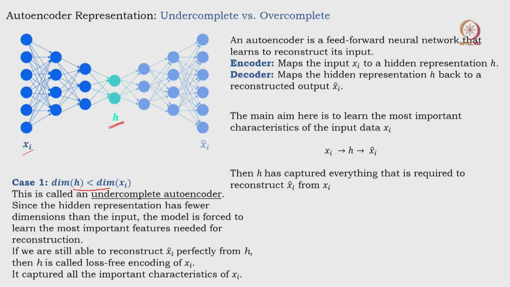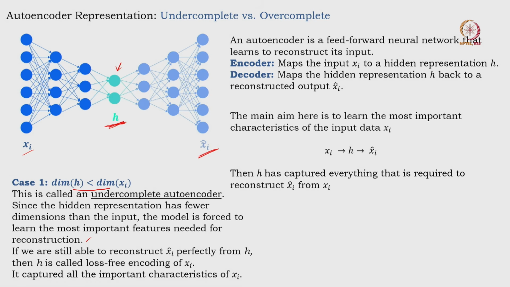What is undercomplete? Here the hidden representation will have a lesser number of neurons, or lesser dimension, compared to the input. By doing this, what are we aiming for? We are enforcing that the model learns the most important features. Now, what is the ultimate aim? The ultimate aim is to reconstruct. From where are we reconstructing? We are reconstructing back from this H. Now, H is a lower dimensional one.